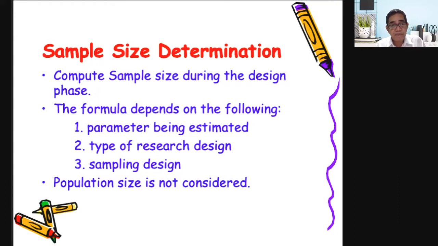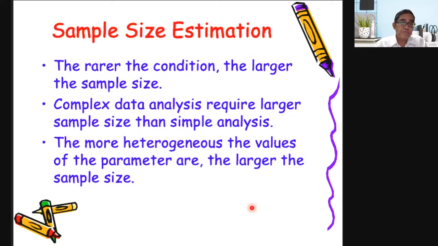And then the type of research design that you use, because if a research design will allow you to collect data prospectively, we need a much larger sample size. And then, of course, the sampling methodology. And in the sample size calculation, I just want to emphasize to you that the population size is not considered in the formula. You don't consider the population size in the formula.